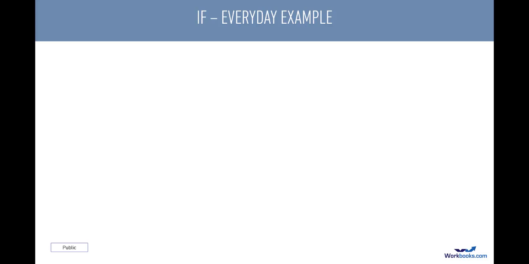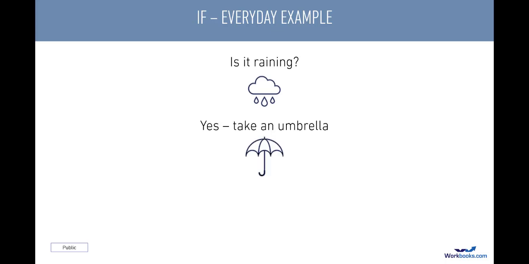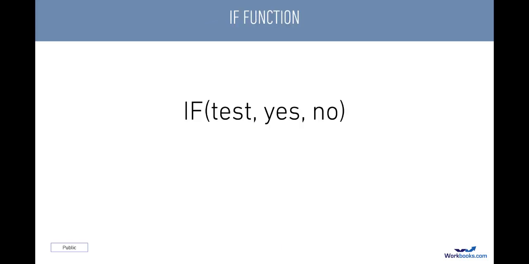The if function is something that we all use in our everyday lives, but maybe without noticing. For example, you might check the weather before leaving the house to see if it's raining. If it is, you take an umbrella, but if it isn't, then you don't. What the if function does is check to see whether or not a condition is met. You write it so that it returns a specified value if the condition is met, and a different one if it is not.